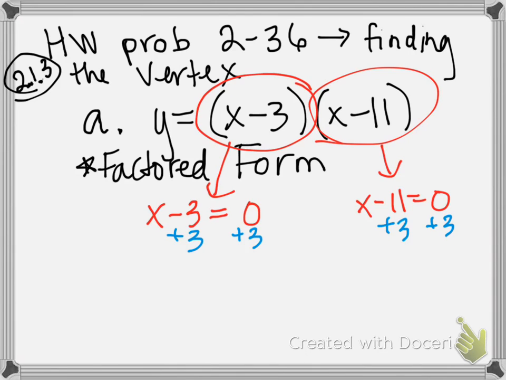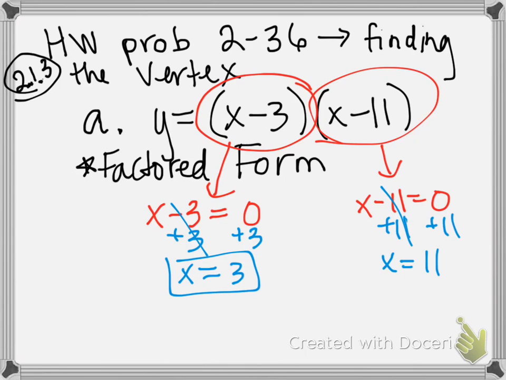And because it's a parabola, it can cross the x-axis twice, right? I'm going to show you that visually in just a second. Hold tight. Oh gosh, sorry, I made a mistake here. That's 11, not 3 on that one. So plus 11, make sure you're actually canceling out that number. And so 3 and 11 are the x-intercepts.